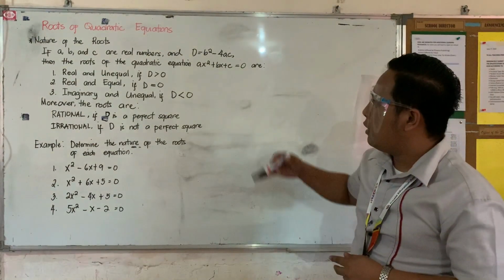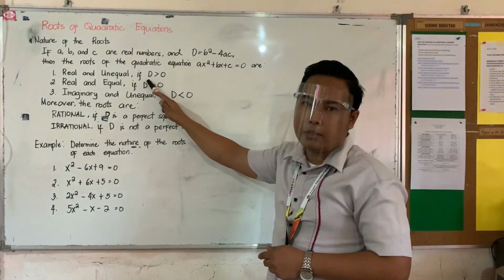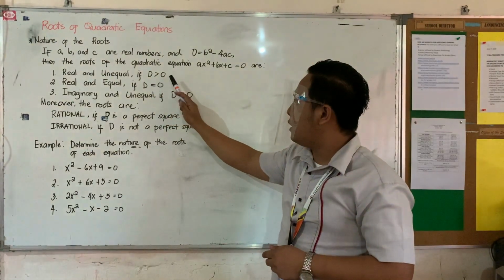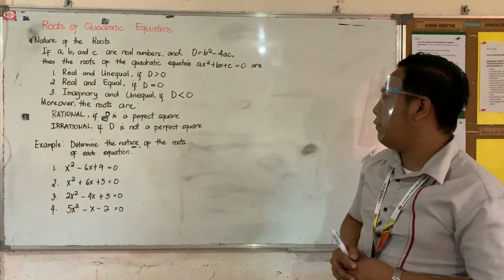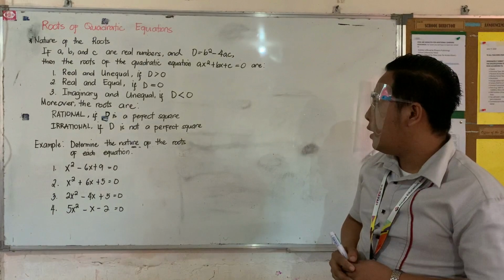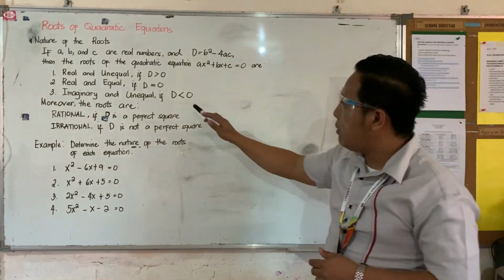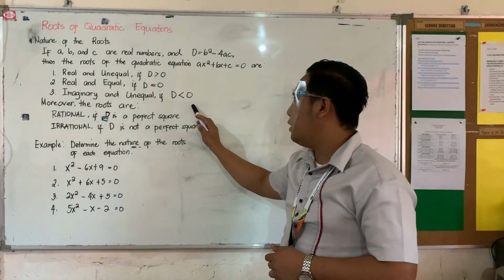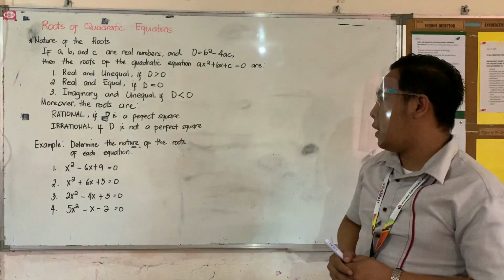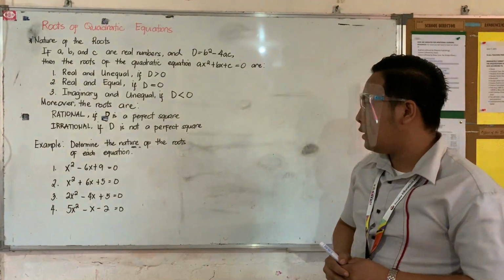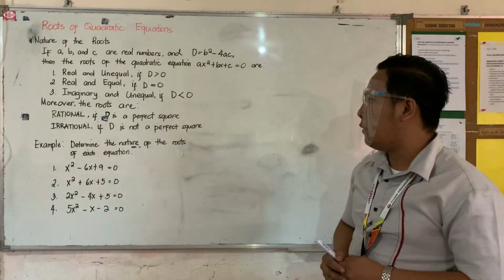The symbol for discriminant is capital letter D. So if D is greater than 0, then the roots are real and unequal. If the discriminant is 0, the roots are real and equal. And number 3, if the discriminant is less than 0, the roots are imaginary and unequal. Moreover, the roots are rational if the discriminant is a perfect square and irrational if it's not a perfect square.